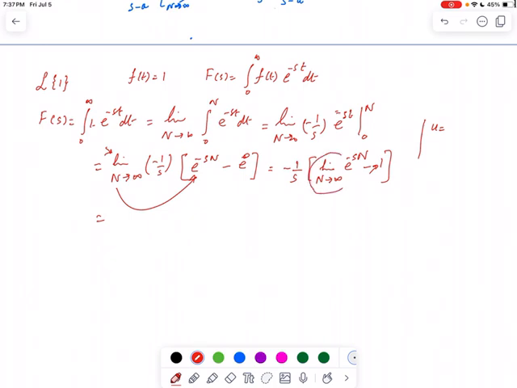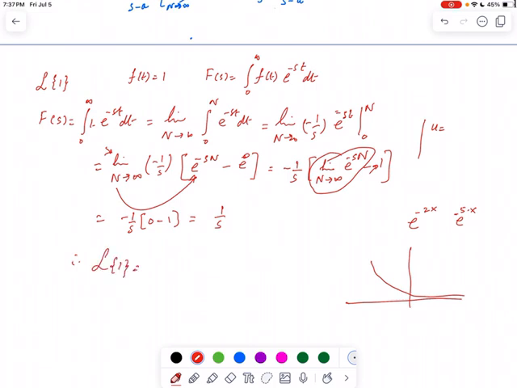But what is this limit? We are going to have to look at a function of this kind, e to the negative 5x, or some number. If you recall, the graph of this function goes like this, so it is going to 0. So that quantity is 0. So I have negative 1 over s times 0 minus 1, which will give me 1 over s. Therefore, the Laplace transform of 1 is 1 over s. And the domain is s is greater than 0.